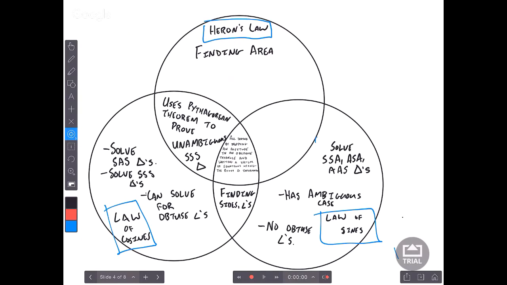Questions there? Jasmine, it's possible you might have to derive one or more of them. I did make the guarantee that you would not have to derive Heron's law. That's too long. Not worth memorizing.